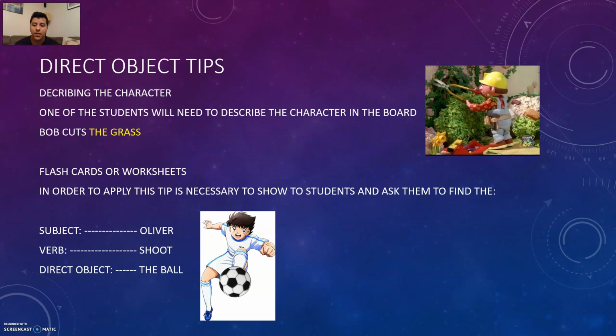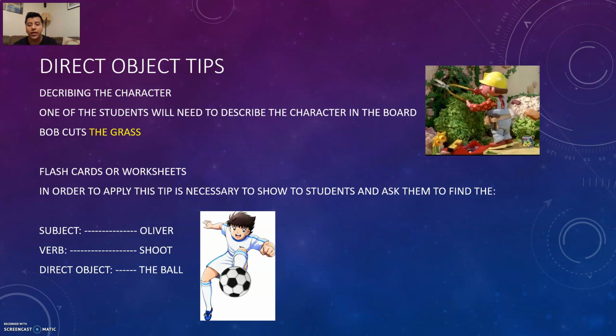Direct objects. In this case we have two pictures here, and the first tip is describing the character. What is this character doing? One of the students will need to describe the character on the board. Let's say that we put this picture on the board, so everybody is looking at this picture. In this case, Bob the constructor cuts the grass, so the direct object is the grass.